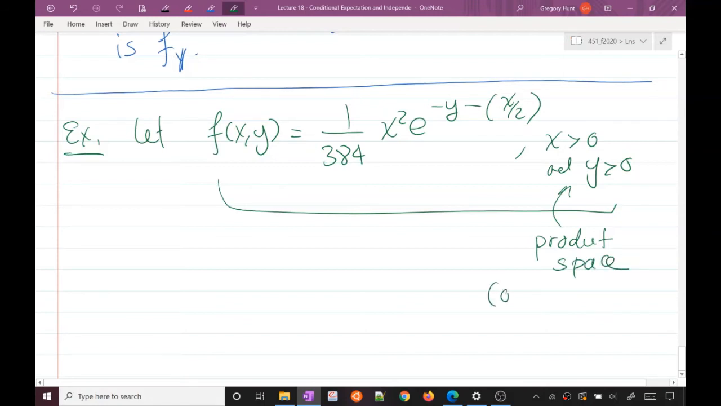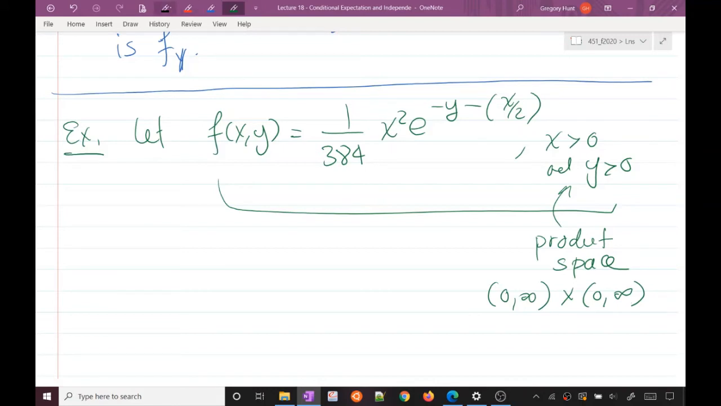This is 0 to infinity times 0 to infinity. That's certainly a product of two sets. So we're good. And sets don't depend on x or y. And so given you here the joint PDF, now what you could do is you could do an integration problem to find the marginal of x and find the marginal of y and verify that indeed the joint is the product of the marginals.